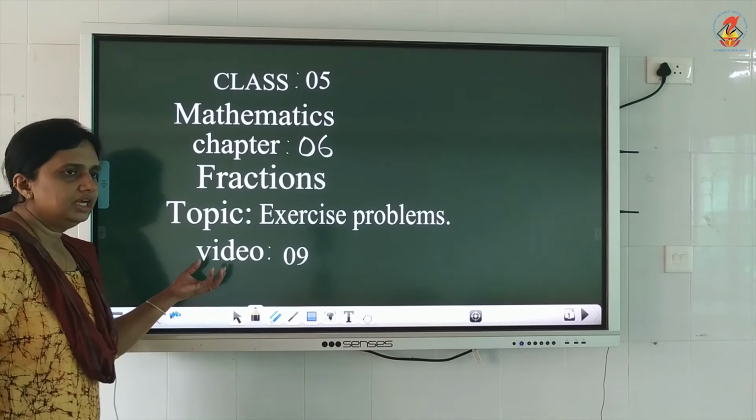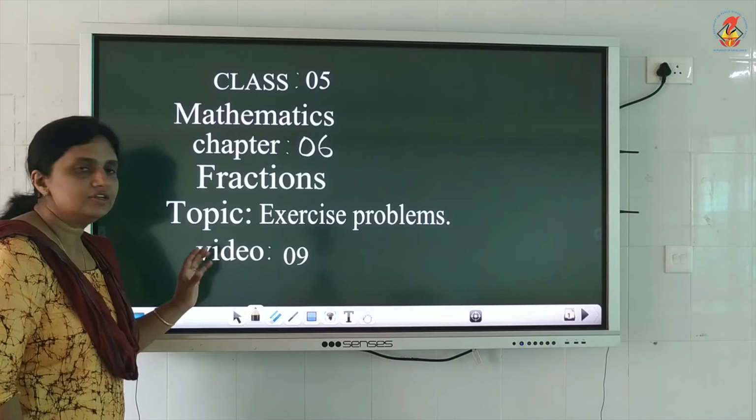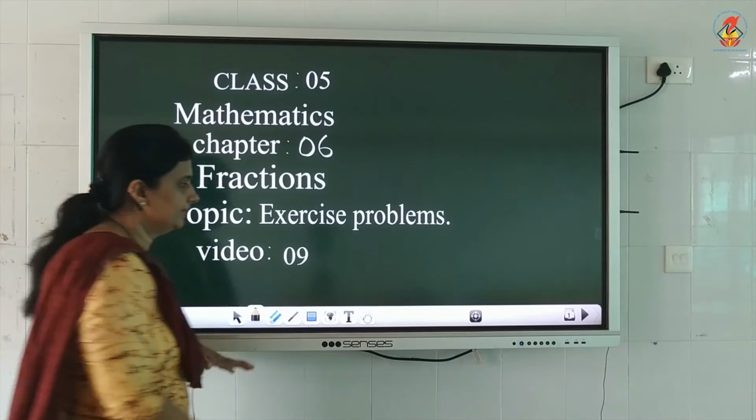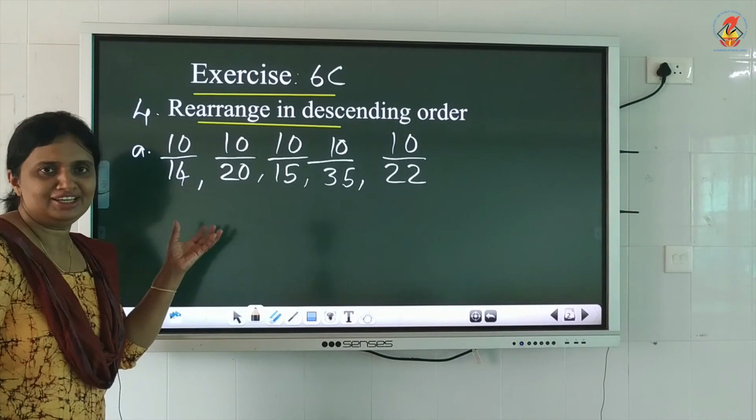See children, today we will continue with the same chapter, fractions, but I will give you some exercise problems for descending order, right? Okay. First one, rearrange in descending order.